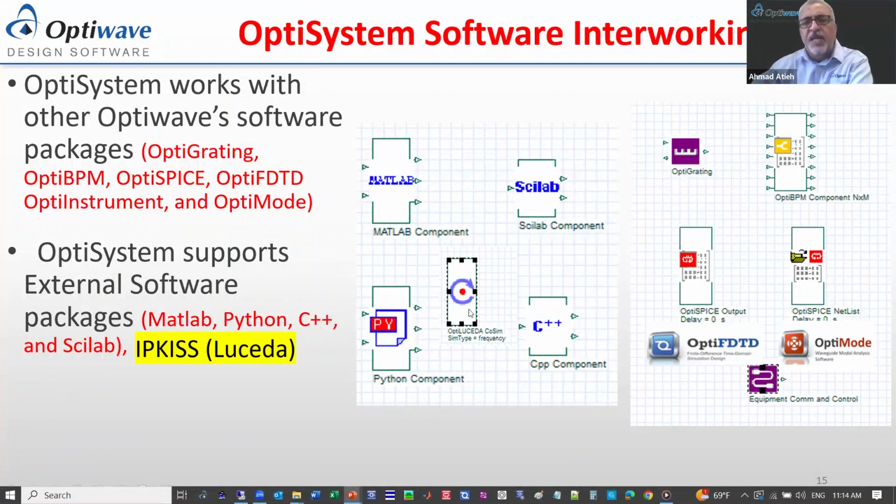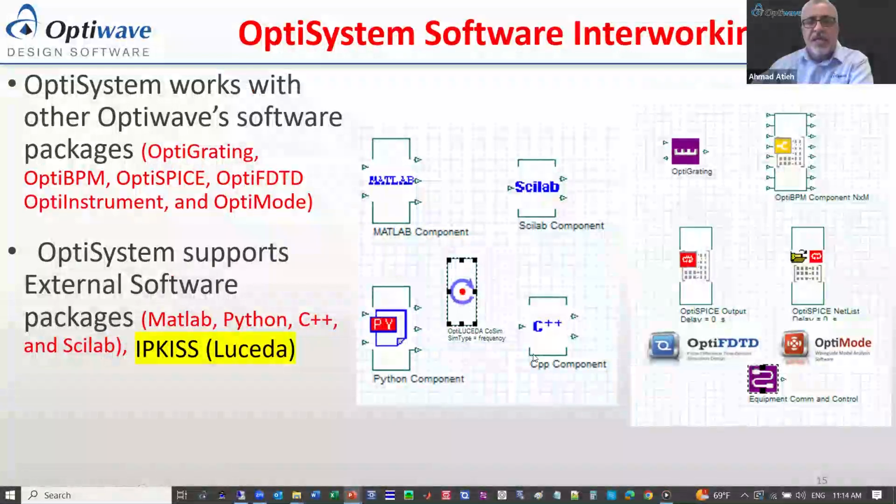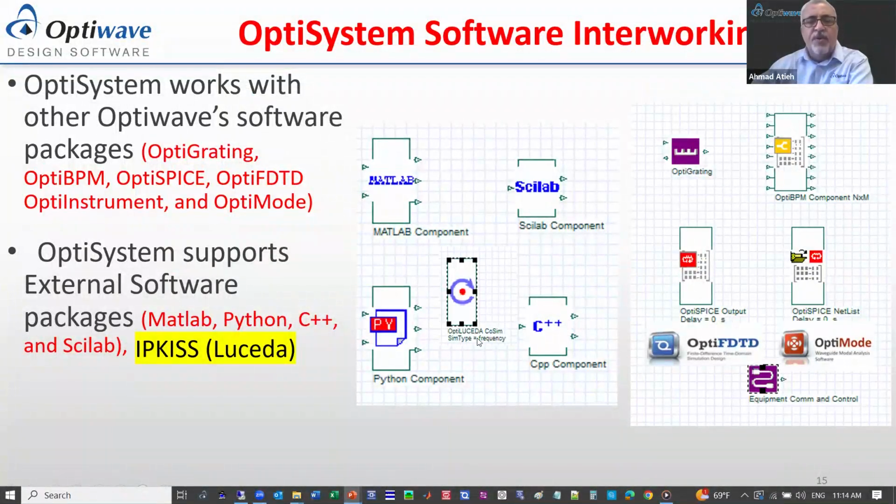And then the integration with EPCAS from Lucida allows using photonic integrated circuit devices in OptiSystem. We did a couple of webinars with Lucida. You can find these webinars on our website or YouTube channel to learn more about using Lucida components and how to use photonic integrated circuit system characterization.